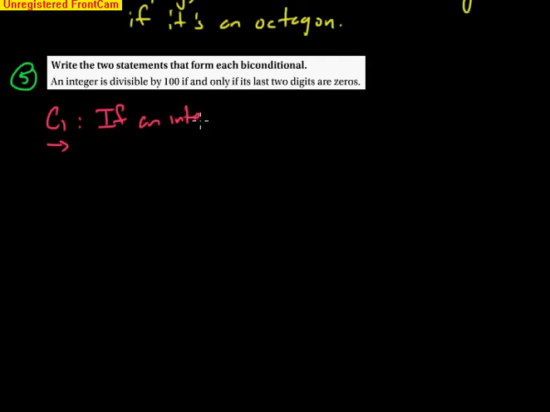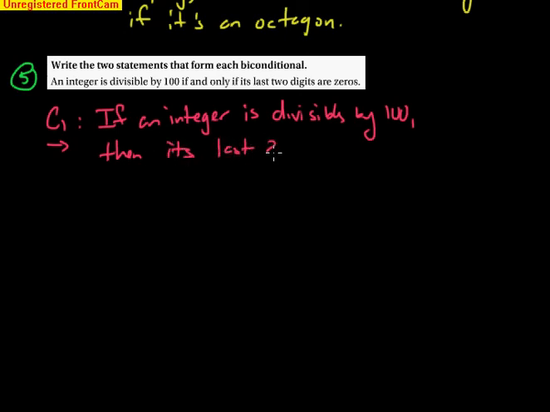If an integer is divisible by 100, then, and then I write the part after the if and only if, its last 2 digits are zeros. And that is the forward conditional.